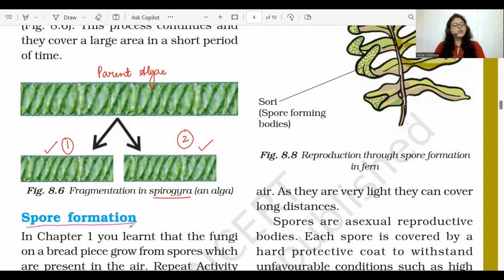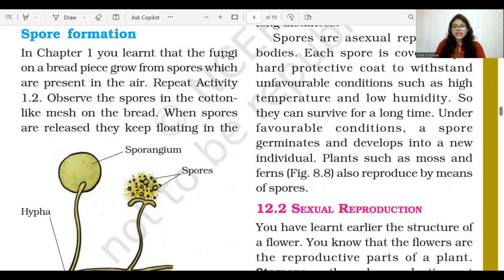So let's move on to spore formation. Now there are fungi which reproduce asexually by this method. Let's learn about it. In chapter 1, you have learned that fungi on the bread piece grow from spores, which are present in the air. Whenever we leave bread open for a few days, you will observe a development of some greenish layer on the surface of the bread, right? So that is fungi. And how did the fungi develop? They developed from the spores that were present in the air. So we are going to repeat activity 1.2 from the first chapter and observe the spores in the cottony mesh-like structures on the bread.